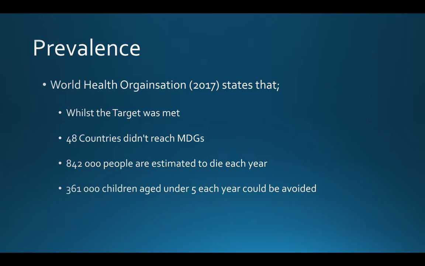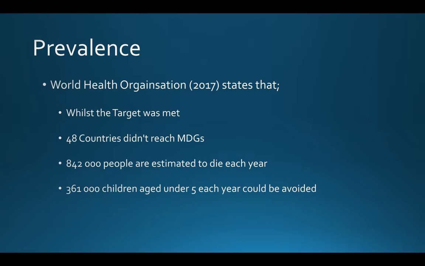So some prevalence. The World Health Organization states that whilst our Millennium Goal target was met, 48 countries still weren't at their desired level, meaning that whilst we got the overall mark, it's probably leaving too much to too few, and there's a few countries that aren't really pulling their weight in that one.